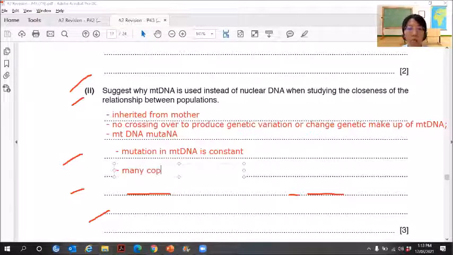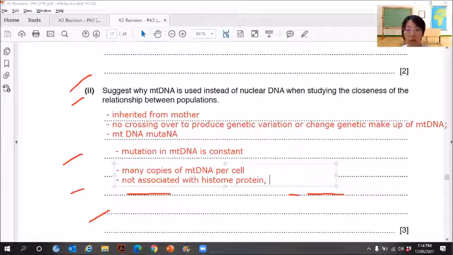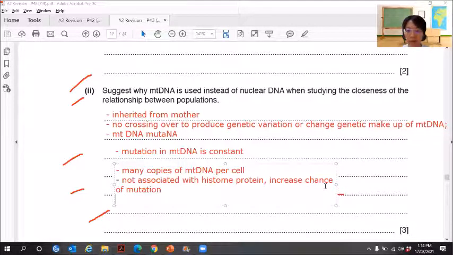And of course, there are many copies of mitochondrial DNA per cell, because one cell can have many mitochondria. So when you want to isolate the DNA, you will be able to get many copies of them for your analysis. So this is a very important point. Not associated with histone protein. Okay, so that will reduce protection, therefore increase chance of mutation. Okay.